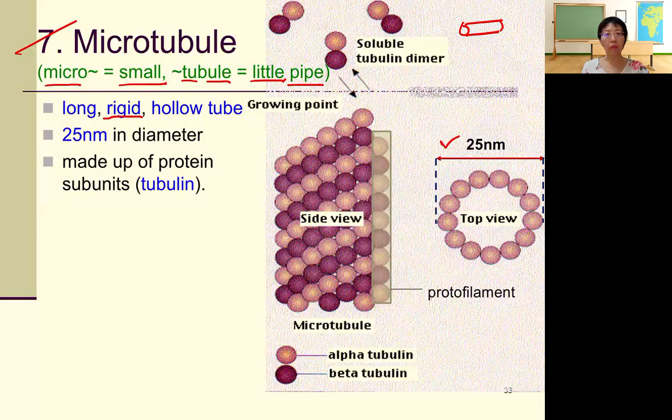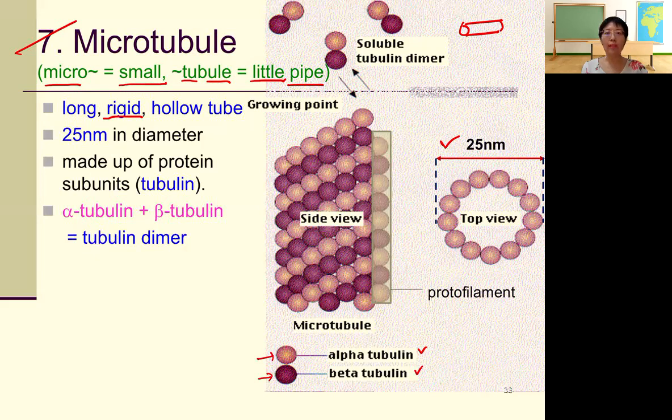Now, what is it made up of? It is made up of protein subunits called tubulin. So each of these is a tubulin molecule, which is a protein molecule. Now, we have two types of tubulin, the alpha tubulin and the beta tubulin. So that's why the color is different. It means they are slightly different. So when alpha and beta tubulin join together, they will form a tubulin dimer.